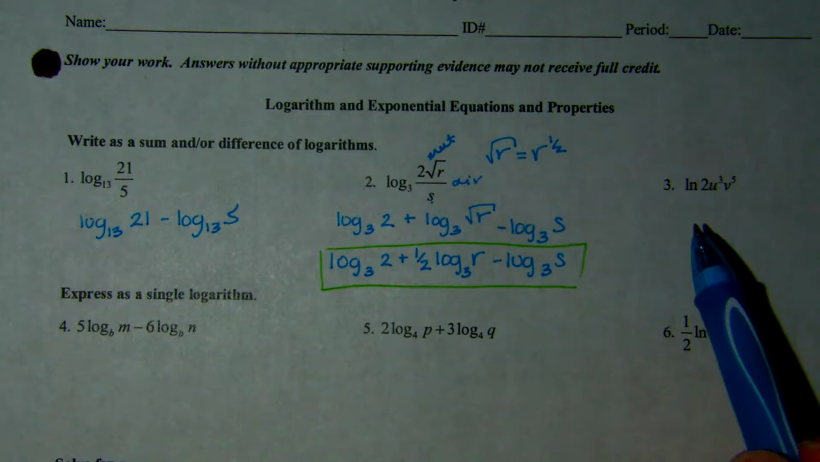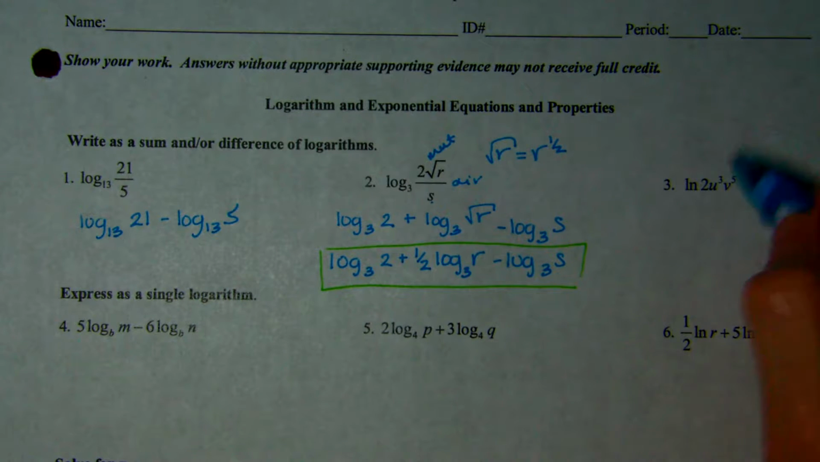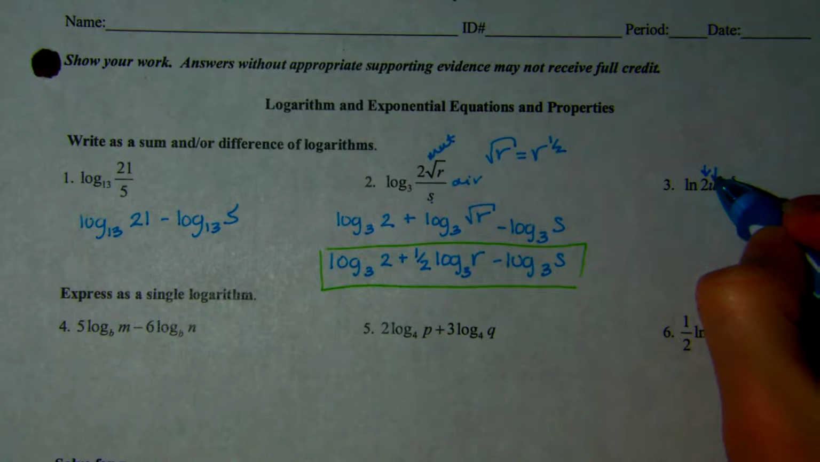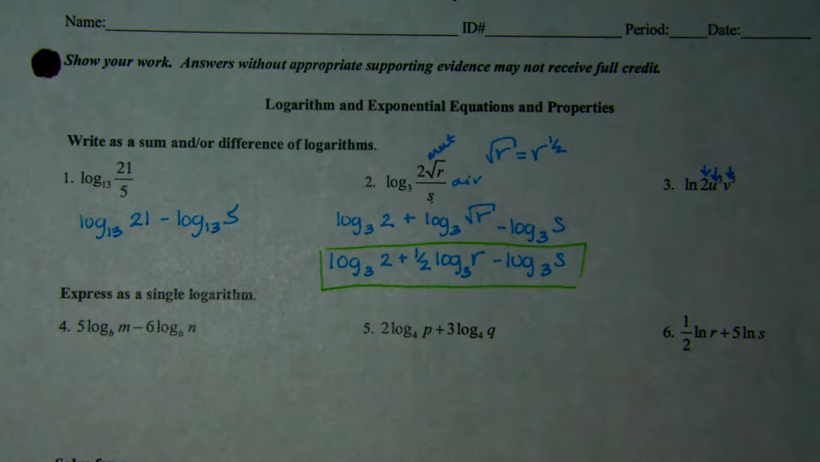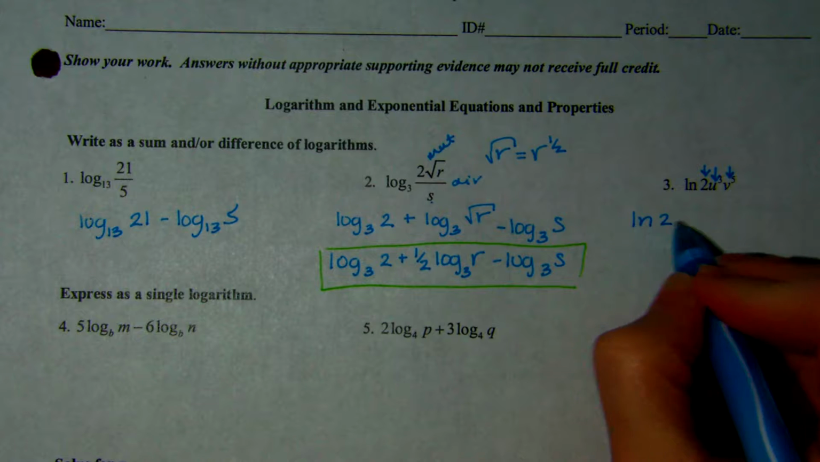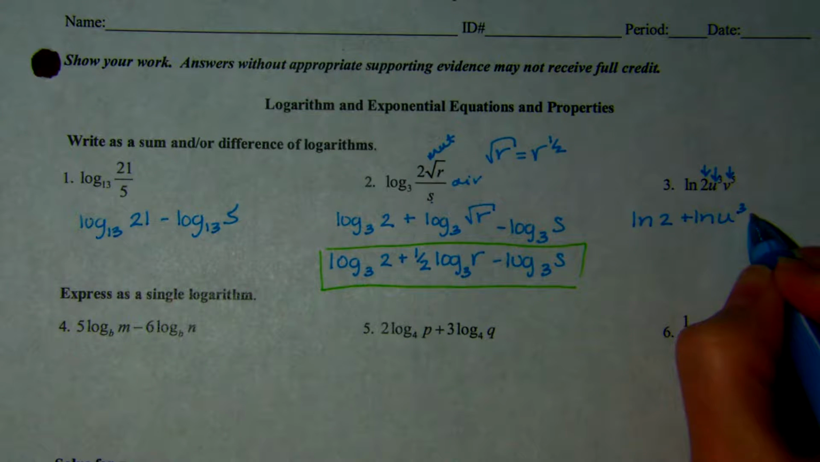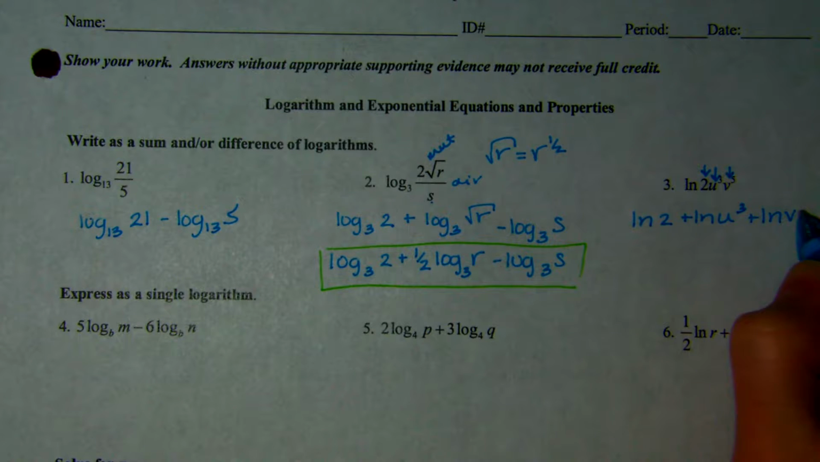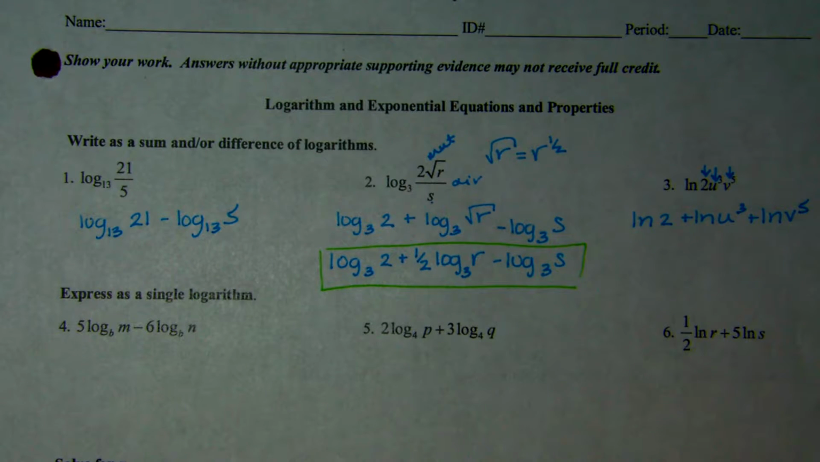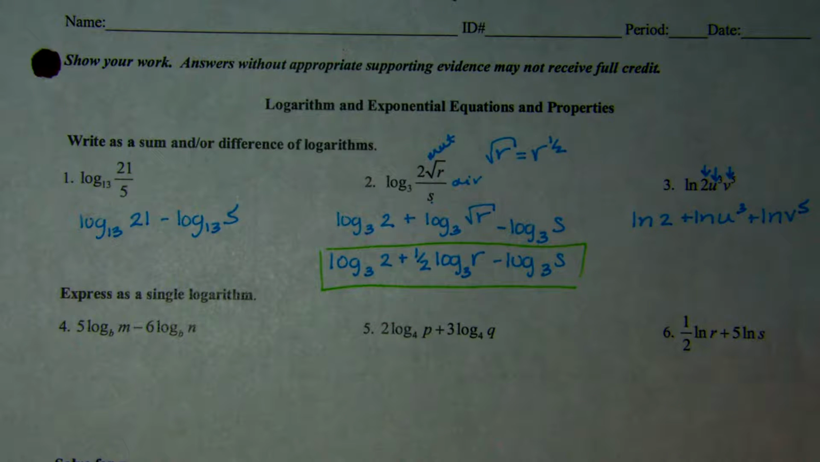Okay, and then number 3 with the natural logs. Again, we have 1, 2, 3 pieces. We're going to break those apart. And then after we break it apart into 3 logs, then we're going to deal with exponents. So this is the natural log of 2 plus the natural log of u cubed plus the natural log of v to the 5th. And now it's in 3 logs, which is what we want.